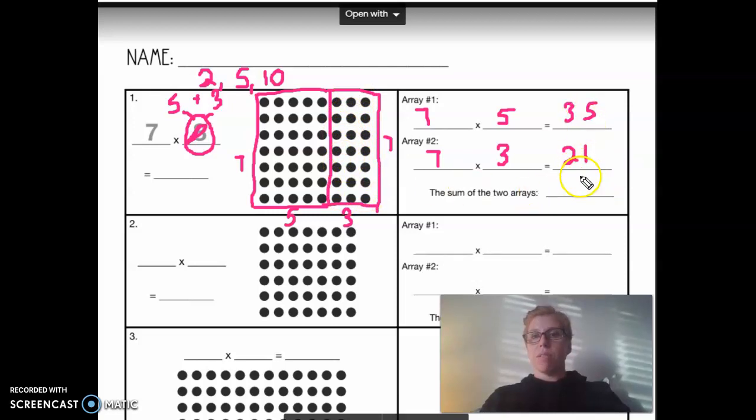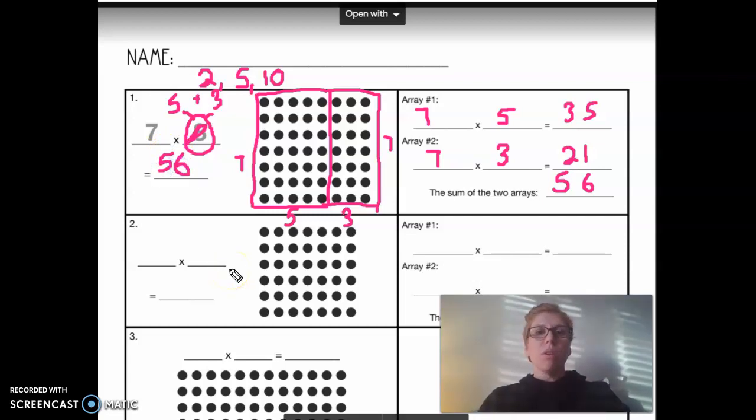Now we add them together. 5 plus 1 is 6. 3 plus 2 is 5. And the sum of these two arrays is 56. Now we also need to put that down here that 7 times 8 is 56.